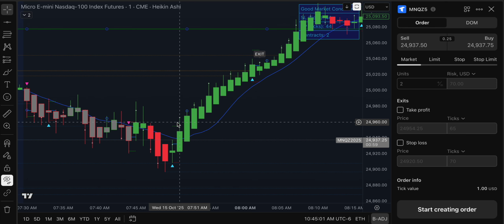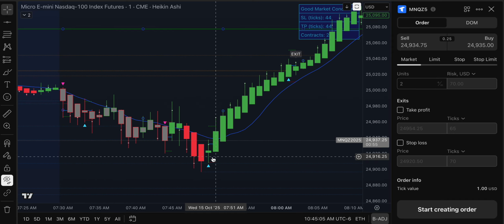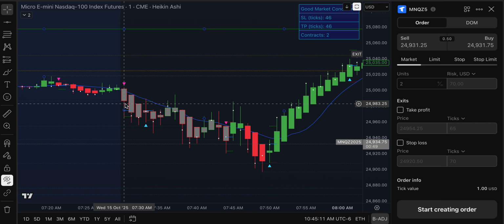Blue line is where you would enter, green was where you would take your profit, and red is if it went down, you stopped out. Okay, so this is opening market. Today is Wednesday, the 15th of October. We don't usually take the first 15 minutes of the market, and I'll explain why.